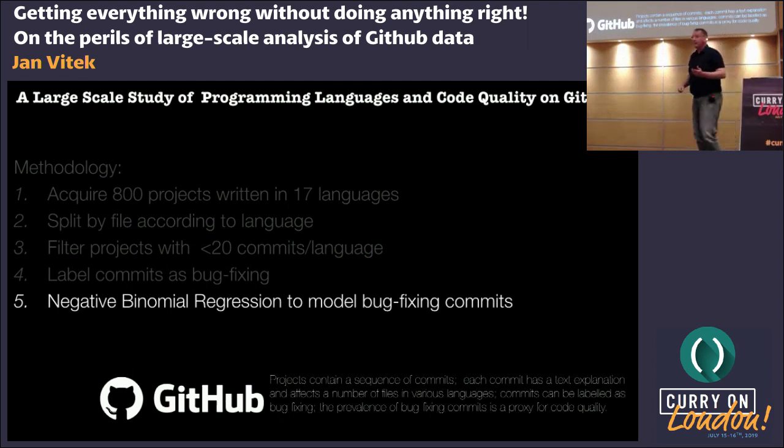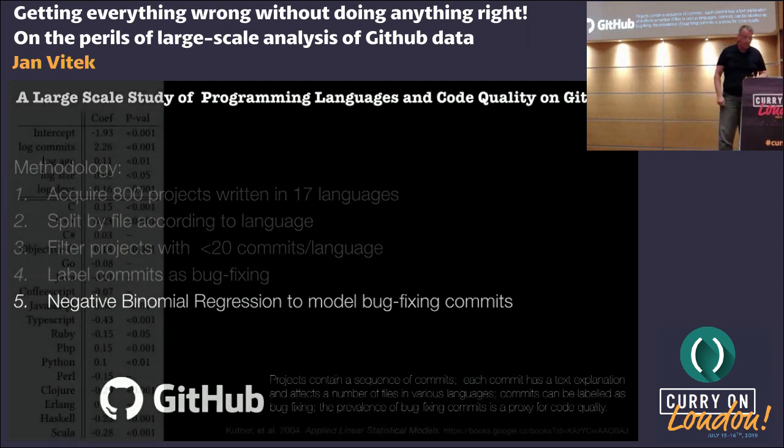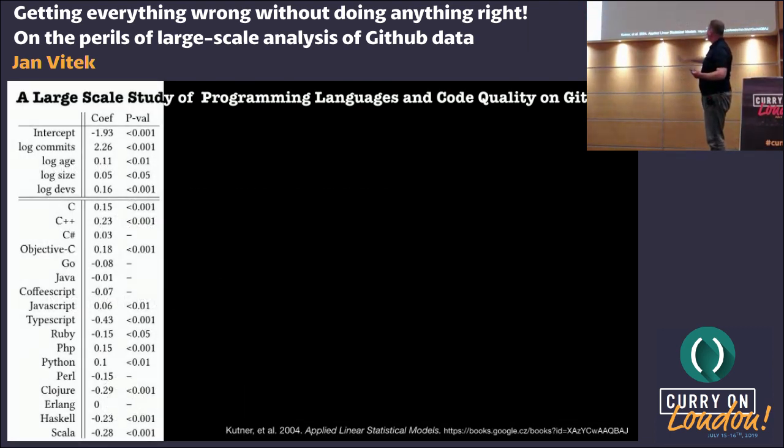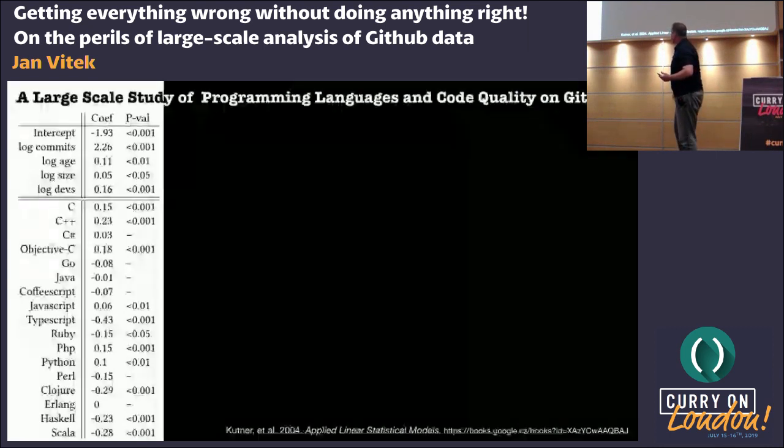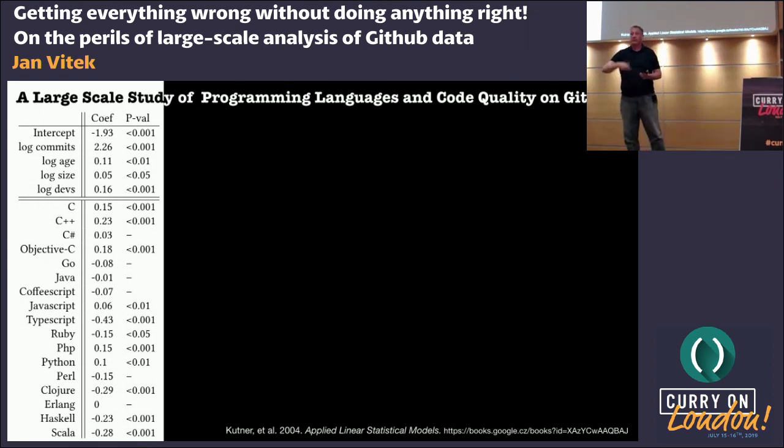Then they apply a negative binomial regression, draw a line across the languages, and if you're above the line, you have more bugs. If you're below the line, you have fewer bugs. So here is the main result from the paper, and the way to read it is you have some control parameters and then your 17 languages, and for each language there's a coefficient, either positive or negative, saying more bugs, fewer bugs, and then there's a p-value that says, is this statistically significant? So anything that is under 0.05 is considered statistically significant. Things that have a dash are not.